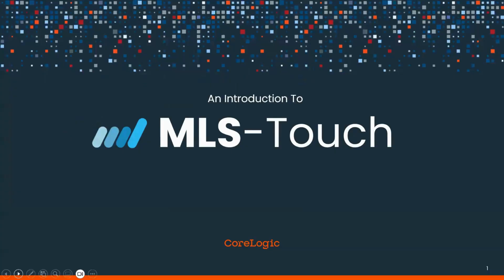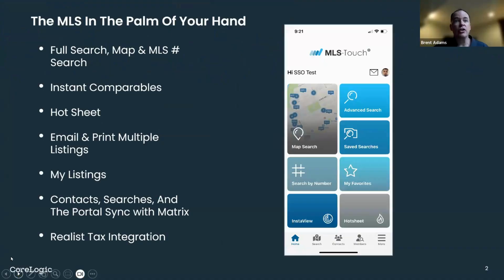So I'm here to tell you all about MLS-Touch today, which is the MLS in the palm of your hands. And as David mentioned, it is integrated with just about all of your CoreLogic products. What you're going to be able to do with MLS-Touch, the app that you can pull down from either the Google Play Store or the Apple App Store, is full search, whether it's using attributes like bedrooms and bathrooms and locations, or a map search. You've got the ability to do that along with an MLS number search too.